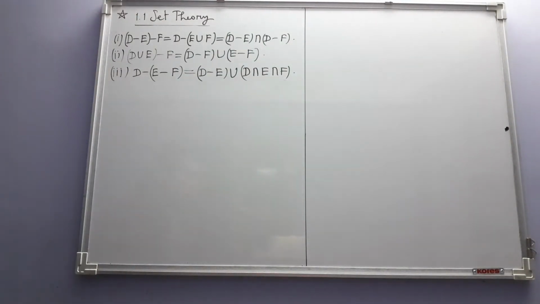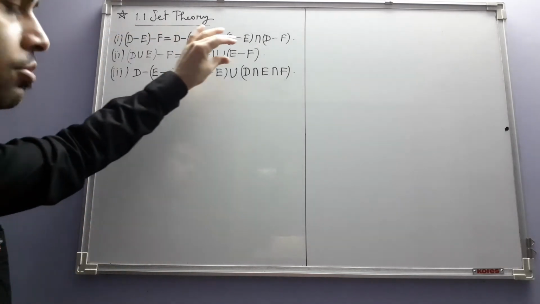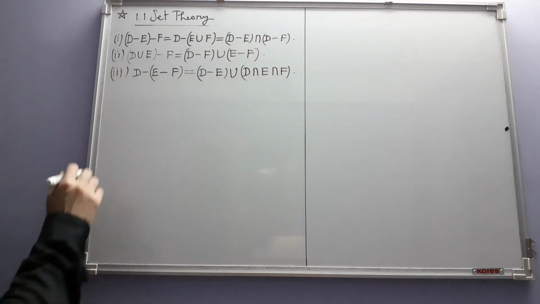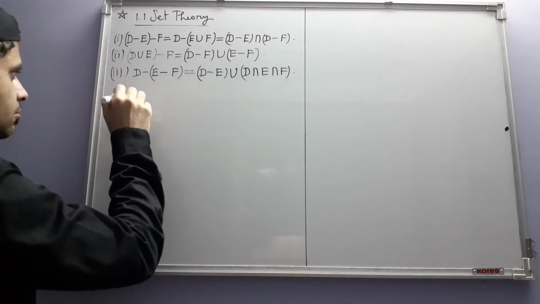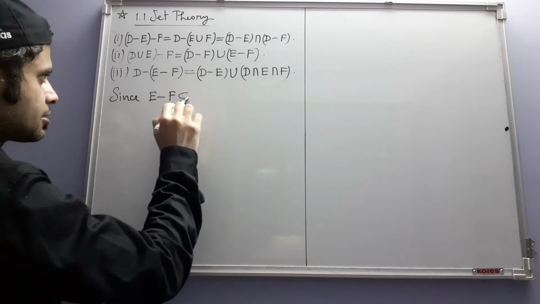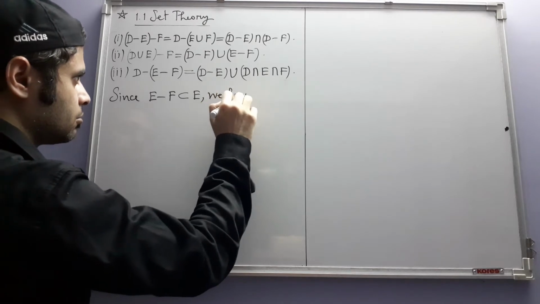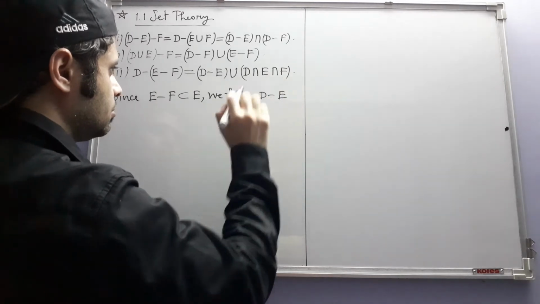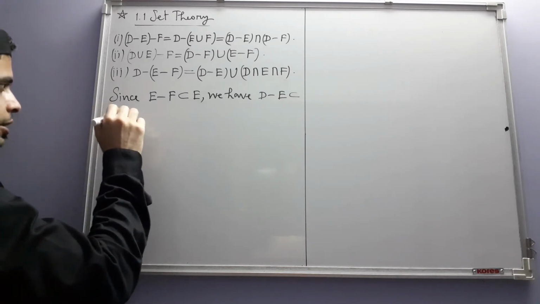Okay, so we were dealing with these identities that we proposed, right? And the first two we have already proved. Now we have to prove the third one. Since E minus F is a subset of E, we have D minus E a subset of D minus (E minus F).